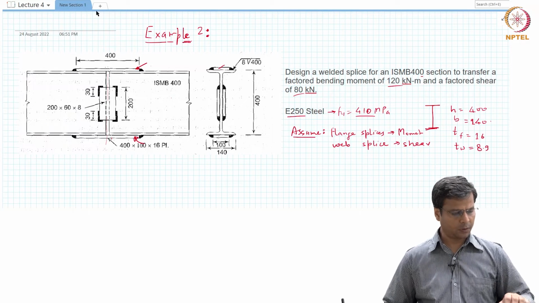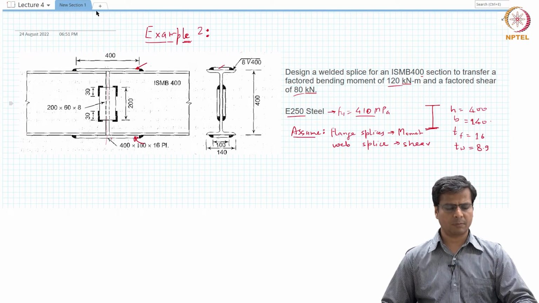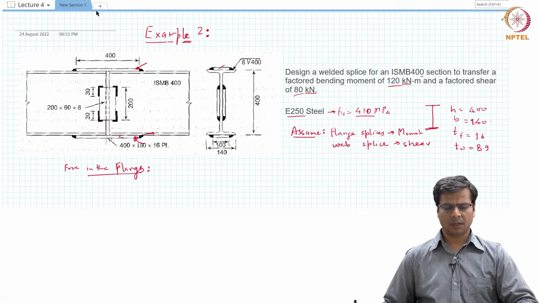Now we know how much is the moment demand, but we want to know what is the axial force that needs to be transferred to the splice. So we can simply calculate the axial force that is acting on these flanges, and that will be the force that needs to be transferred to the flange splice. So we'll calculate the force in the flanges. Since we are assuming that it is just the flange splice which is resisting the entire moment, we will take the lever arm from flange to flange, and we will assume that the entire force is going to be transferred by that flange only.